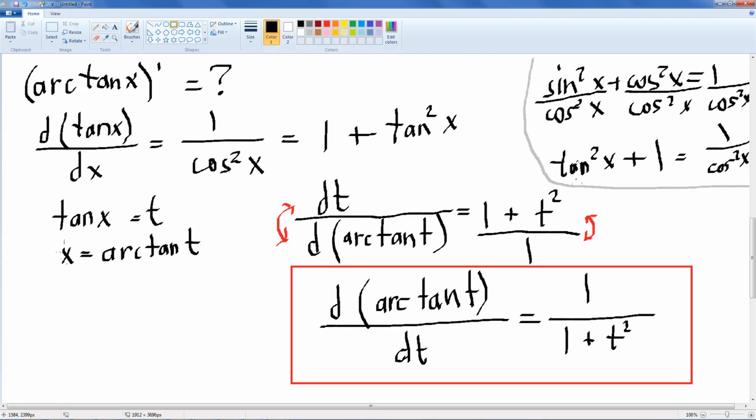So now you know why all those derivatives of inverse functions have 1 over something, because we swap this stuff all the time.